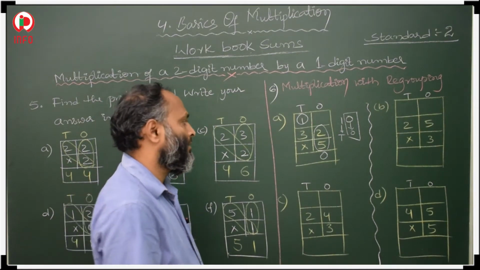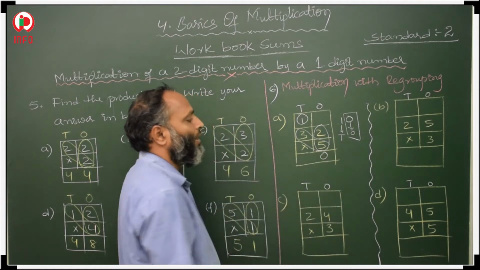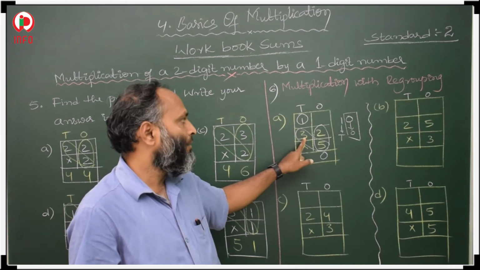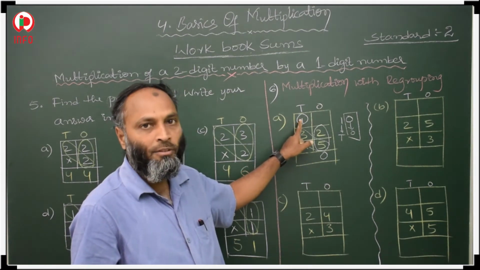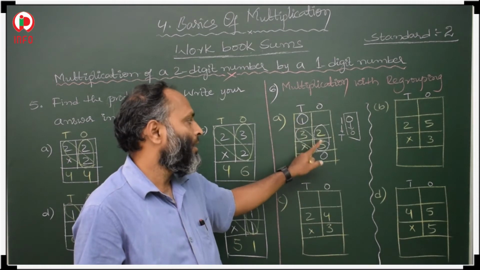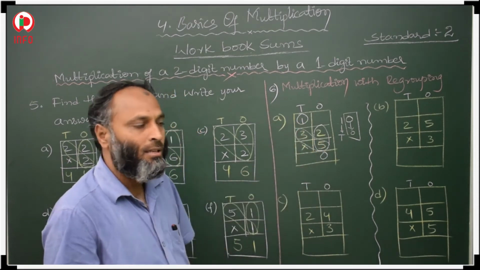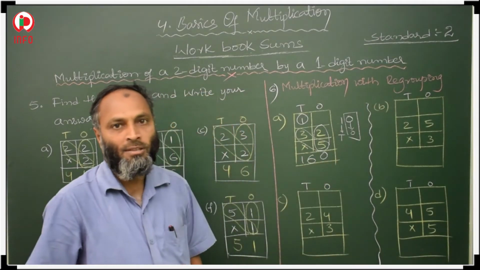Then after that, 5 is multiplied with 3. 5 3s are 15. 15 tens were there, and already 1 ten is there. So we have to add that 1 ten also. 15 plus 1, 16. We have to take it complete. That is 160.